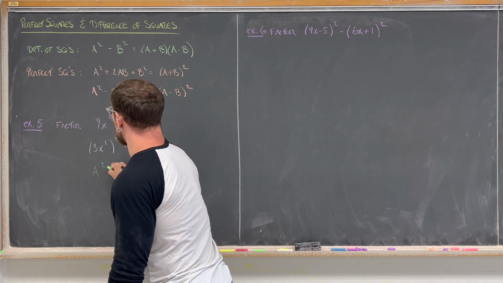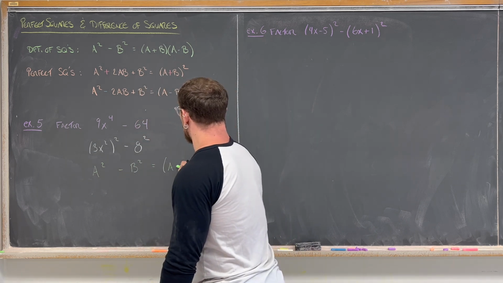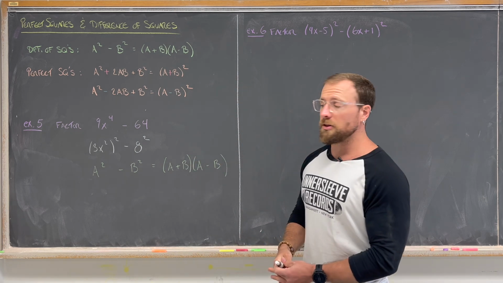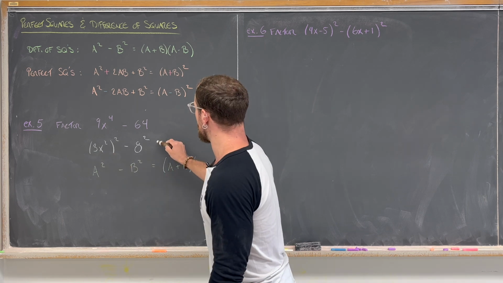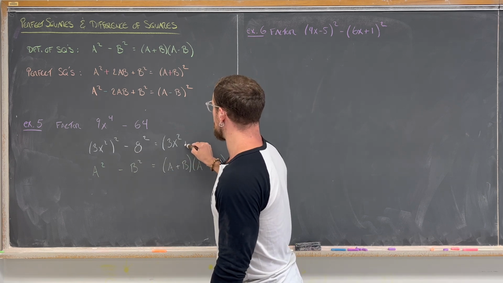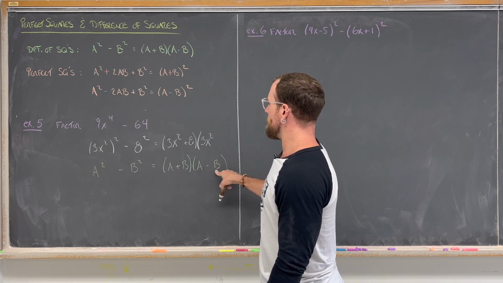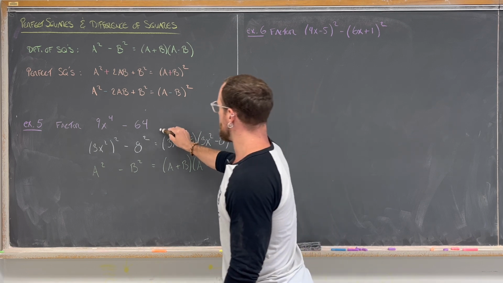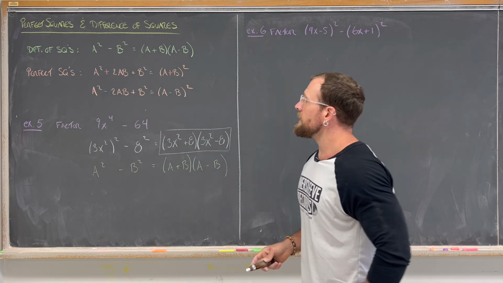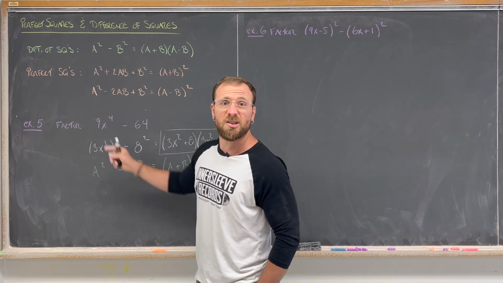You have something squared minus something else squared. It's going to equal the first thing plus the second times the first thing minus the second. And we see exactly what those things are. A is 3x squared. So we have 3x squared plus b, so plus 8, times a, that's another 3x squared, minus b, minus 8. And this is the factored expression. Okay, that one's not so bad. That one was easy to pick out because you had a difference of perfect squares.